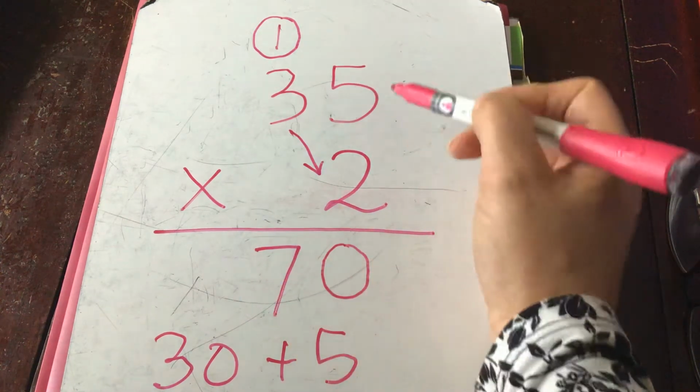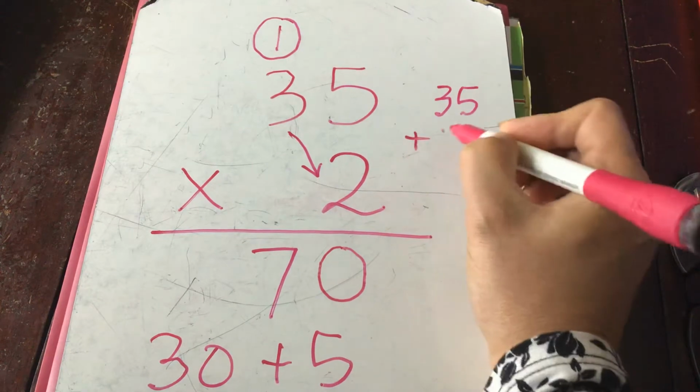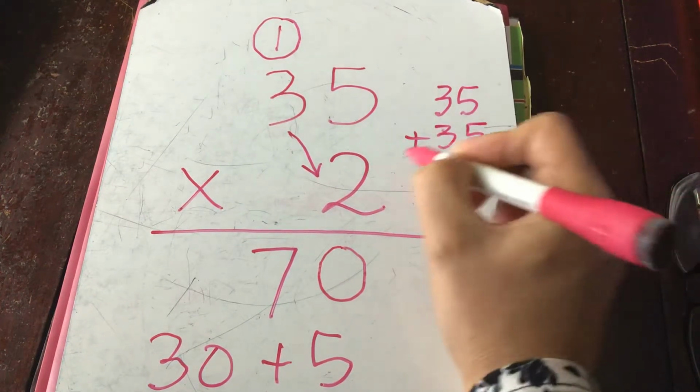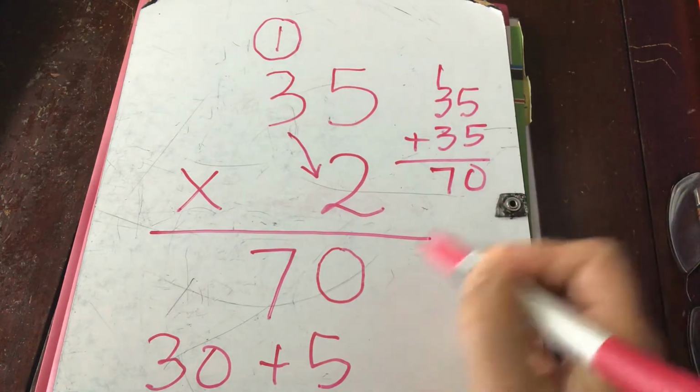Okay. 35 times 2 is the same as 35 plus 35. I can check my answer. 5 and 5 is 10, right? And 70. And my answers are the same.